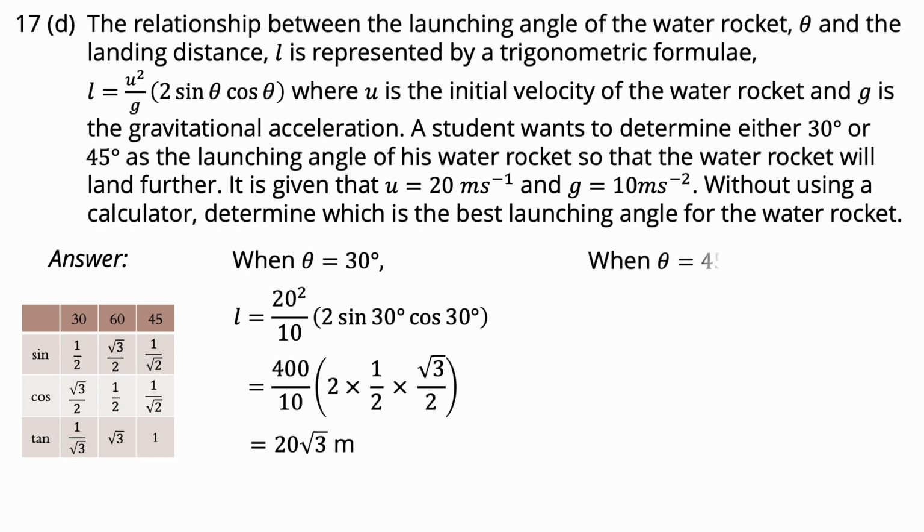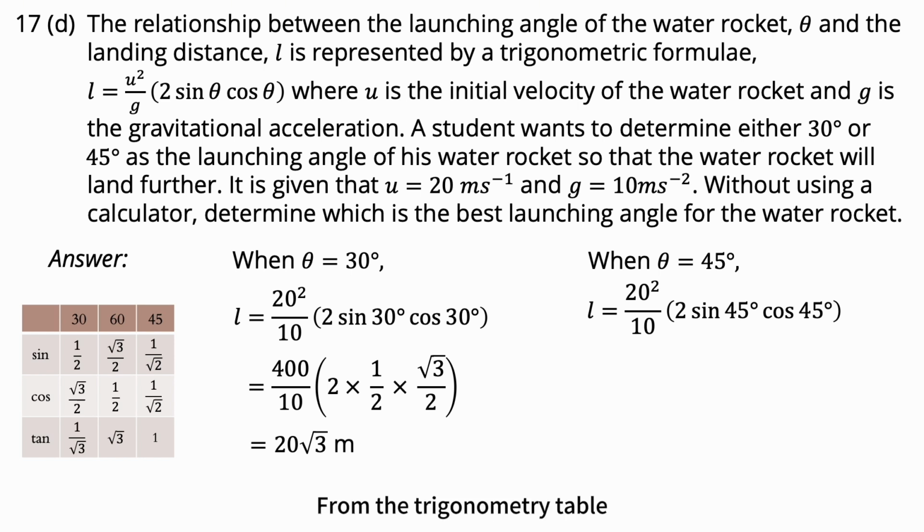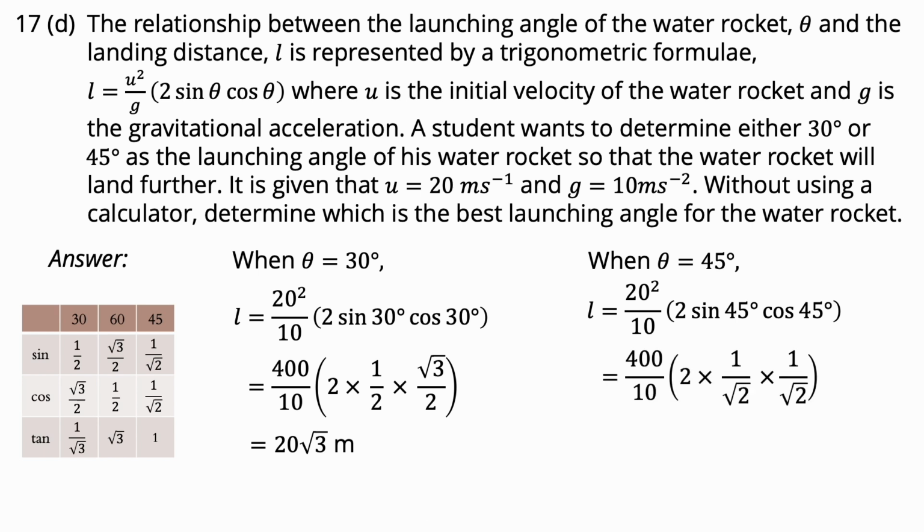Then, test with 45 degrees. Substitute the values of u, g, and 45 degrees into the given formula. L equals 20² divided by 10, times 2 sin 45° cos 45°. From the trigonometry table, sin 45° is the same as cos 45°, both equal 1 over root 2. The distance is 40 meters.